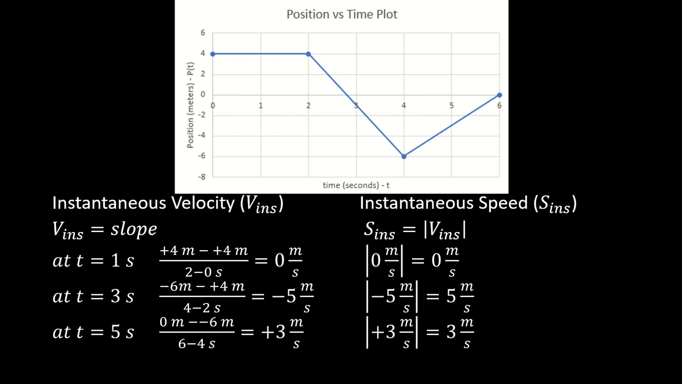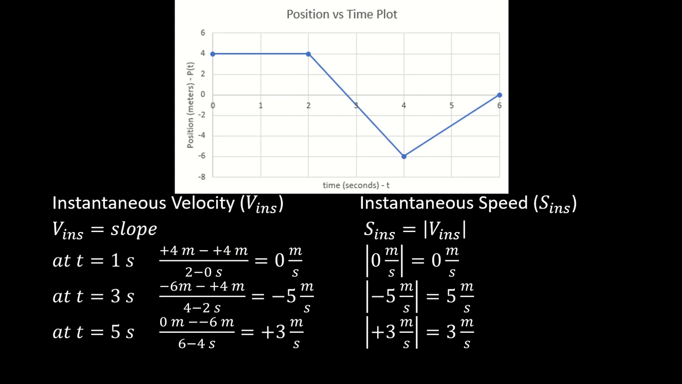If we were asked to solve for instantaneous speed and instantaneous velocity, essentially the exact value of its velocity or speed at a very specific point in time, those are very easy to calculate, and it's actually easier to calculate the vector instantaneous velocity first. When it comes to a position versus time plot, the instantaneous velocity is the slope at that particular point in time. So y2 minus y1 divided by x2 minus x1.